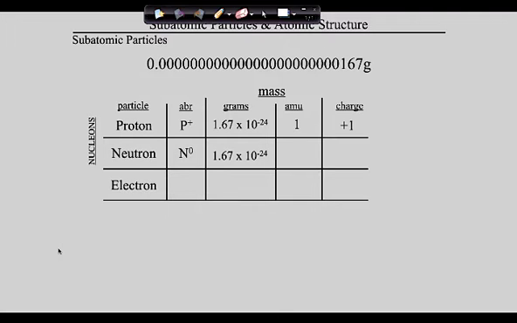So guys, if that's true, what is the mass of a neutron in AMUs? 1. It's the same. But guys, what is the charge of a neutron? It's 0. Okay, you good on that one? So what about electrons? Well, guys, check this out. An electron is abbreviated like this.